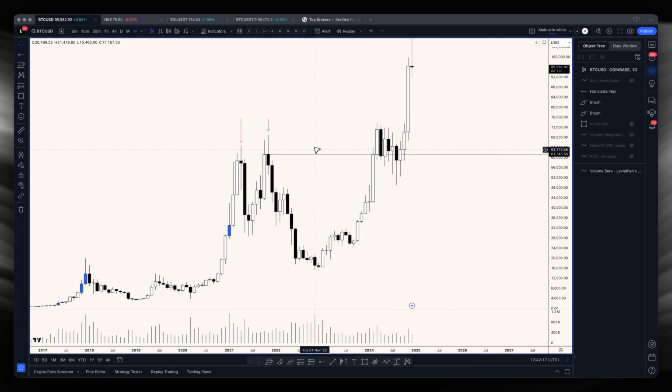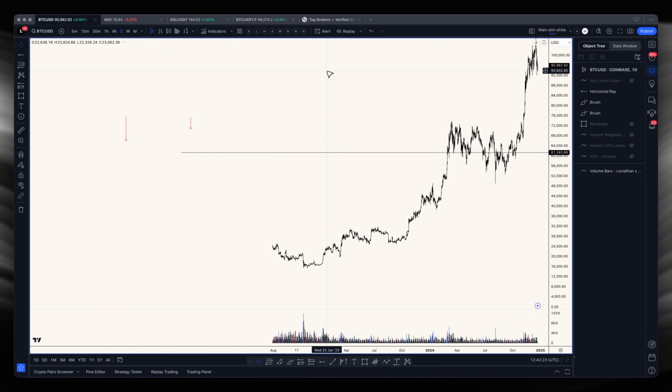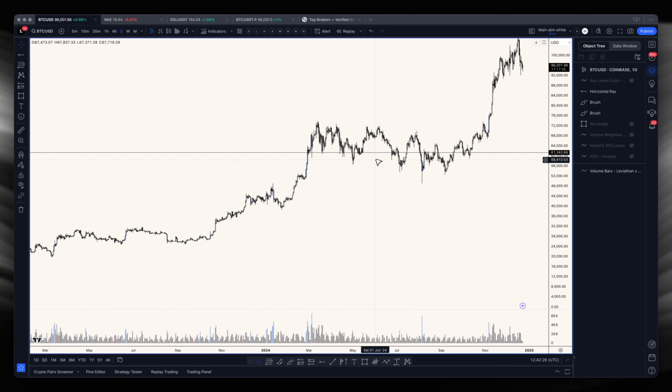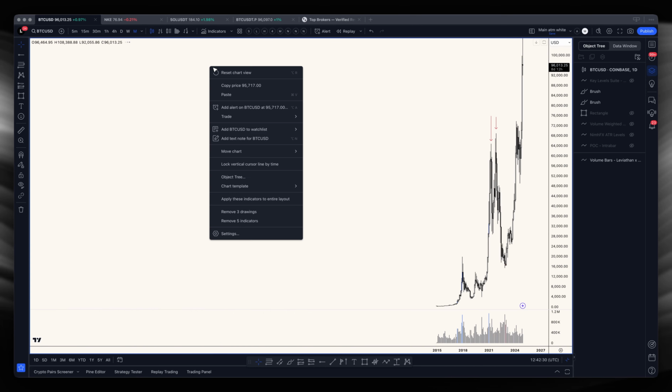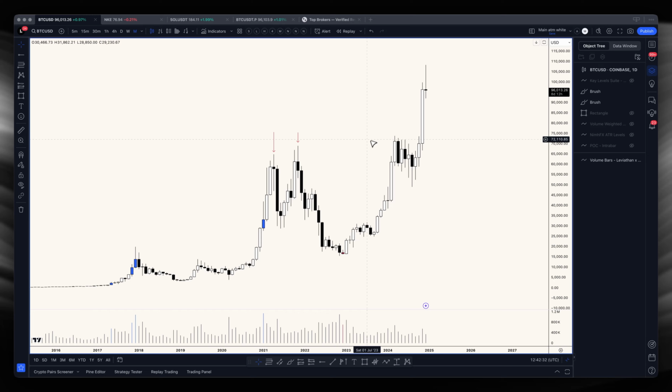Multiple touches. And then obviously the first touch into this level is going to be quite a key one. If you look on the lower time frame at how that panned out, obviously in this case nothing really happened there. But that is how I'd mark out and refine the level in regards to monthly support and resistance. In this case, multiple touch points again too.